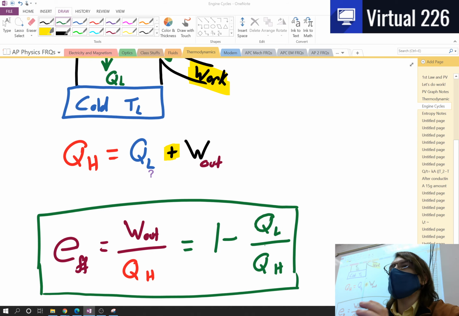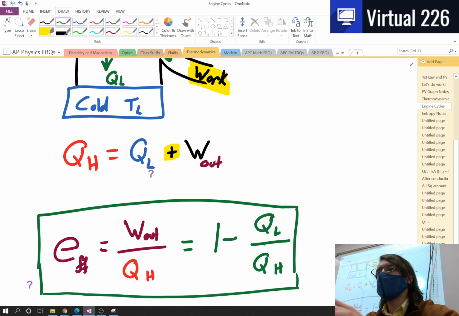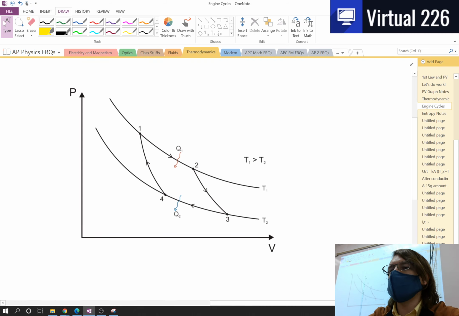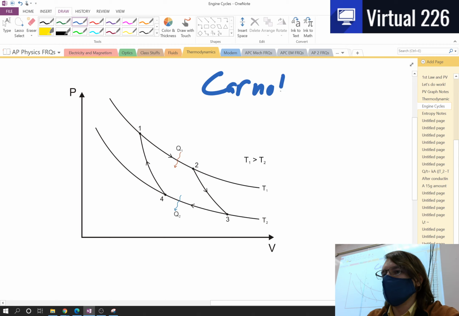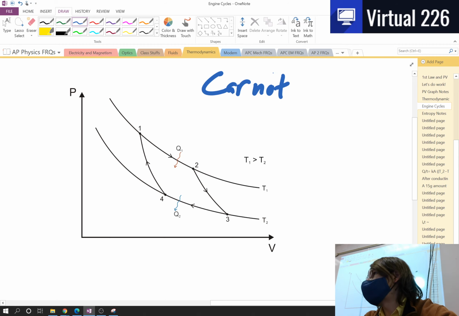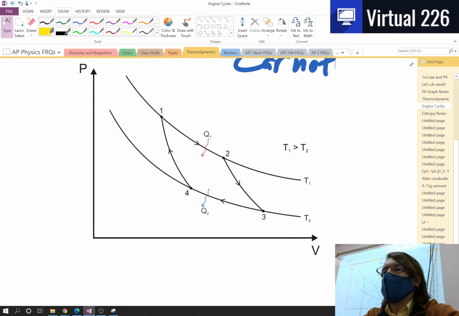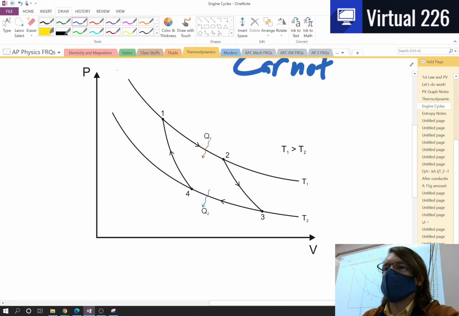Now, while this applies to any engine, there is one engine that is the most efficient. This is a PV diagram of what is known as a Carnot engine. Yes, it looks like Carnot, but it's not Carnot. It's Carnot. It's French. This is the most efficient style of engine, and it takes place because of the following.